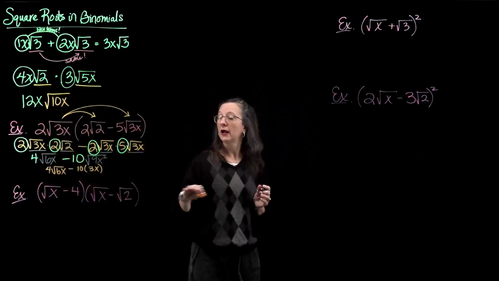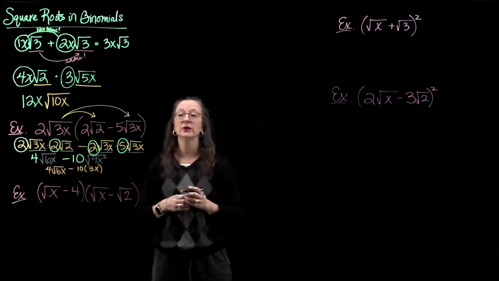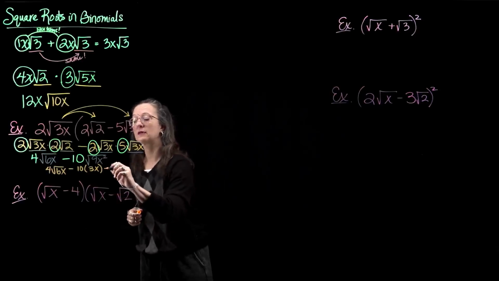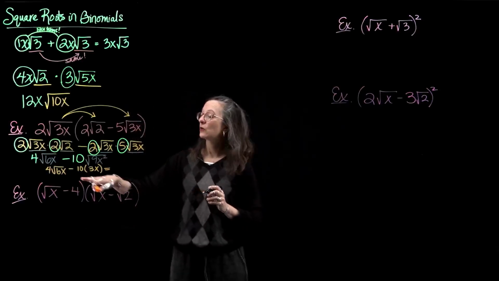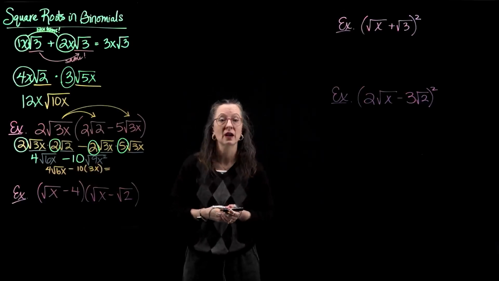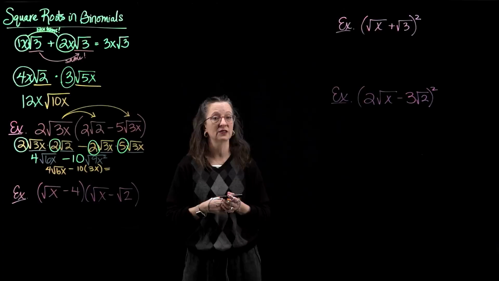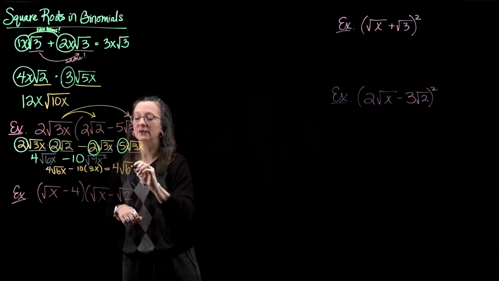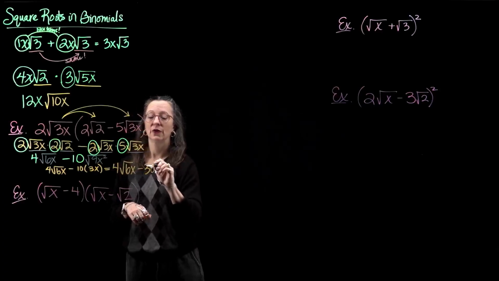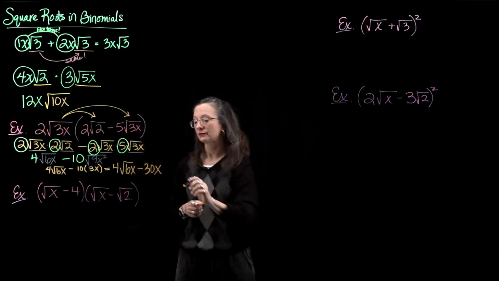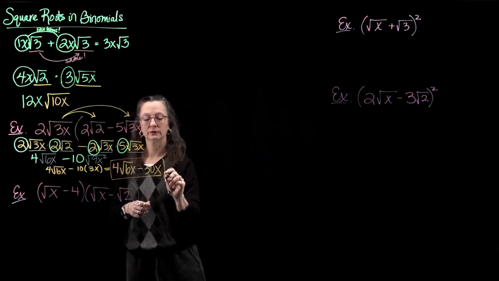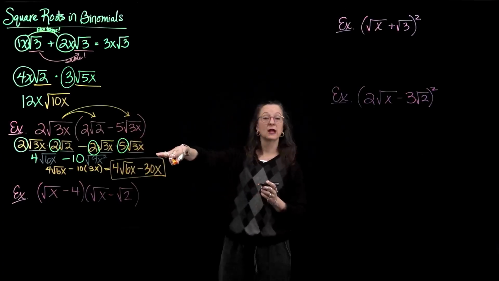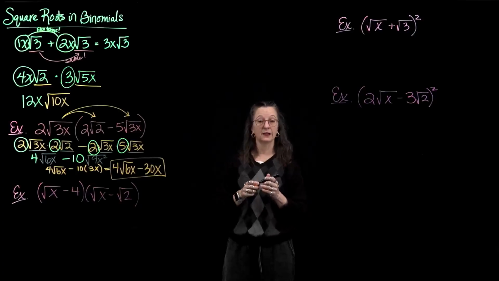All right, I'm going to rewrite on the next line 4 square root of 6x minus 10 times 3x. Checking that square root of 6x, there's nothing inside it I can simplify, so it stays just as it is. So my final answer would be 4 square root of 6x minus 30x. All right, so lots of steps there, but as long as we take it just one at a time, it's not so bad.